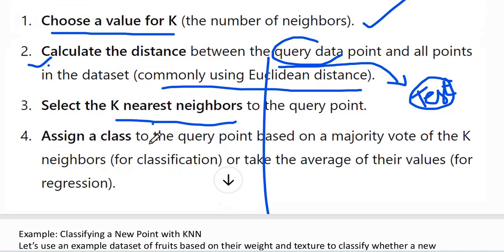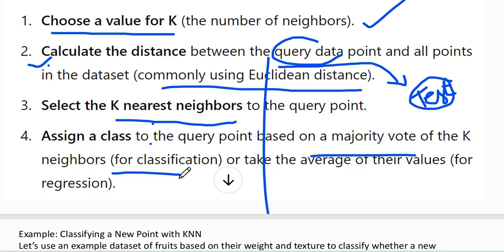After finding the k nearest or k smallest distance points from the data set, for each of those k smallest points we have to find the class. From those classes, the class having the majority is the class of the given test point. So the query point is classified based upon the majority vote of the k nearest neighbors for classification.